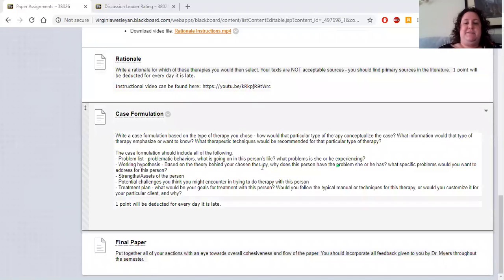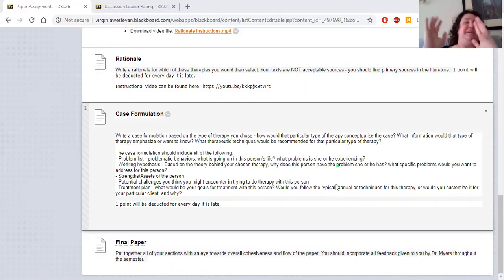A case formulation is what you would do as a therapist once you've done your intake, had a chance to sit and think about the client, think about what's going on with them, and you sit down and plan your therapy. So what am I going to do to help this particular person? You should have already chosen a therapy and your rationale. So what you want to do is think about how the theory behind that therapy would think about your person.